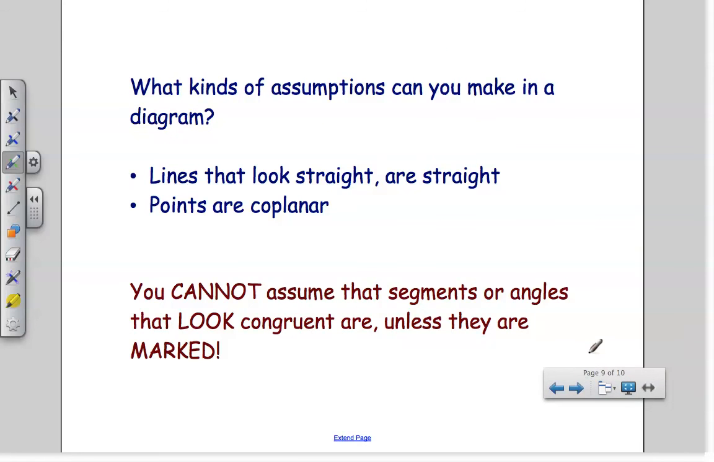Last little note is assumptions that you can make from a picture. If lines look straight, they are straight. You can always assume that. And if you see a bunch of points, you can assume they're coplanar, meaning they are together on the same plane.